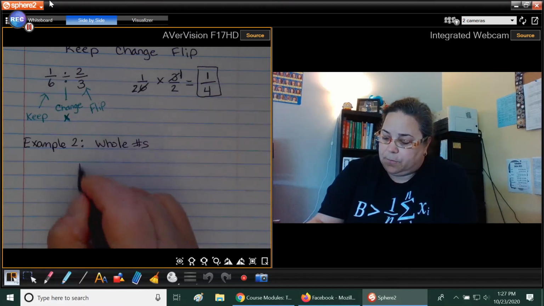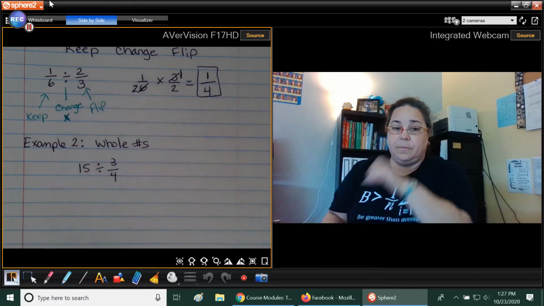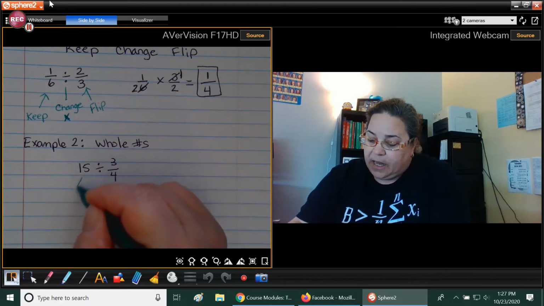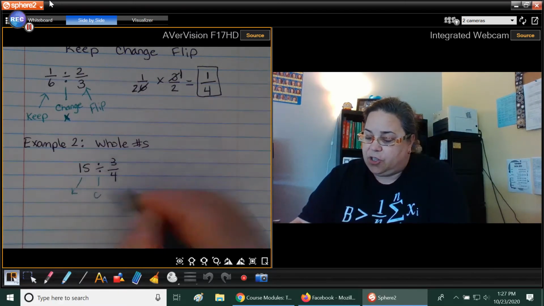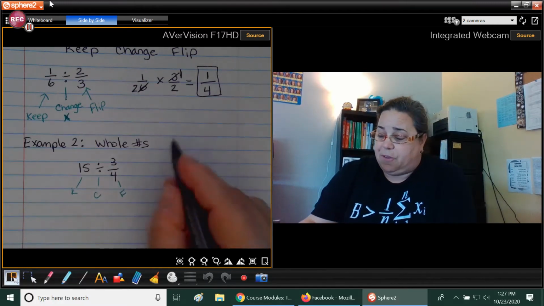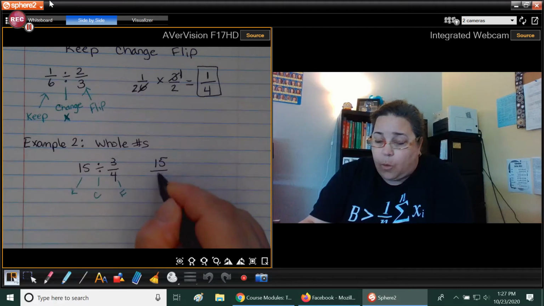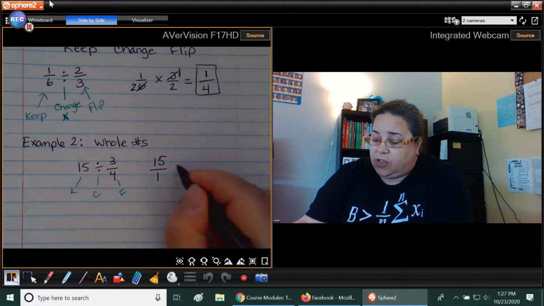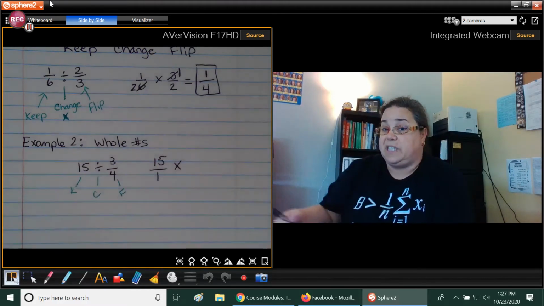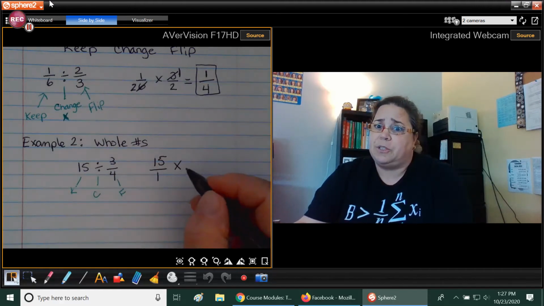15 divided by 3/4. Okay, remember, keep, change, flip. So, keep the 15, but remember I have to make it a fraction. So 15/1. Change to multiply and flip the 3/4 to its reciprocal. I like that word, use that word. When you say flip, you tell me flip it to its reciprocal.